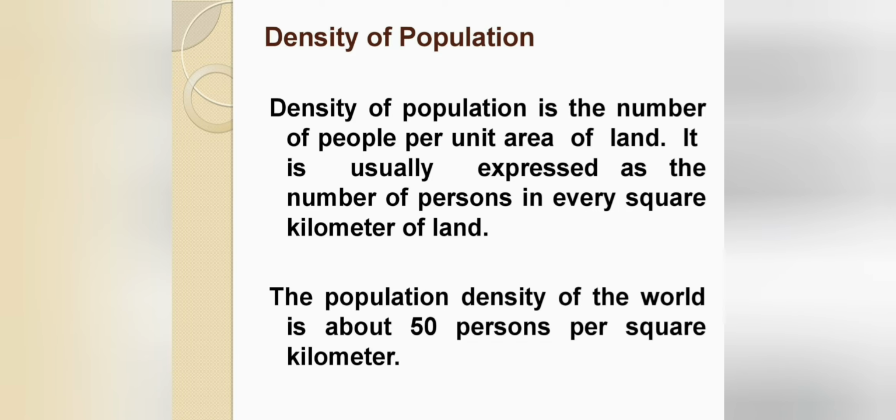Okay, if we see the whole land area of the world and the whole population of the world, then we can say the population density of the world is about 50 persons per square kilometer. Which means if we uniformly distributed the population of the world over the land area of the world, then 50 people can live per square kilometer. Okay, so this is the density of population.